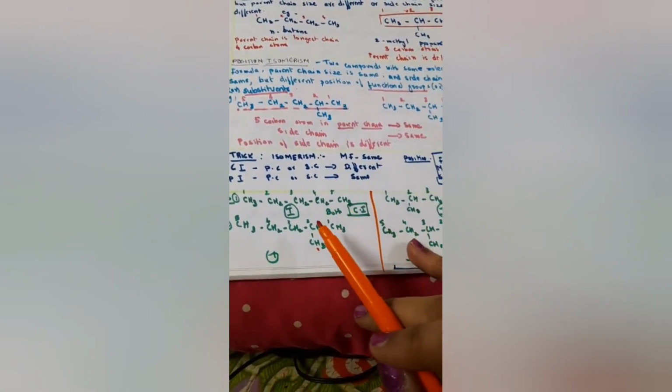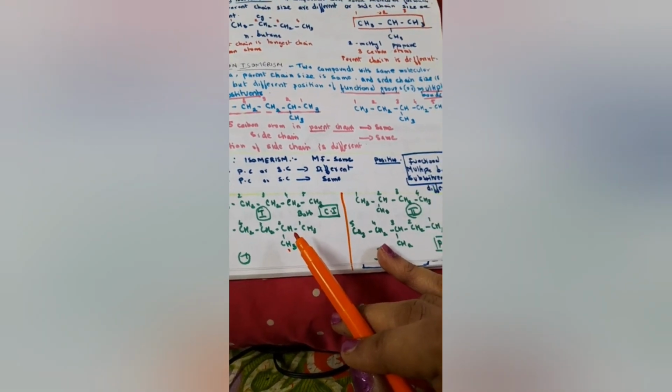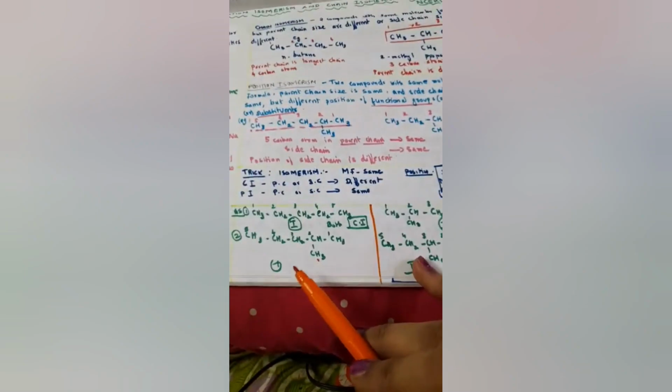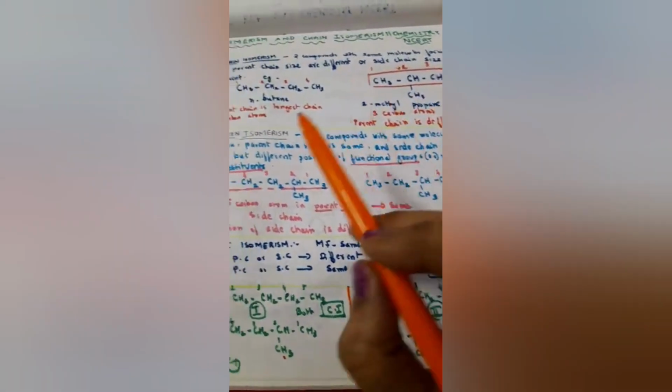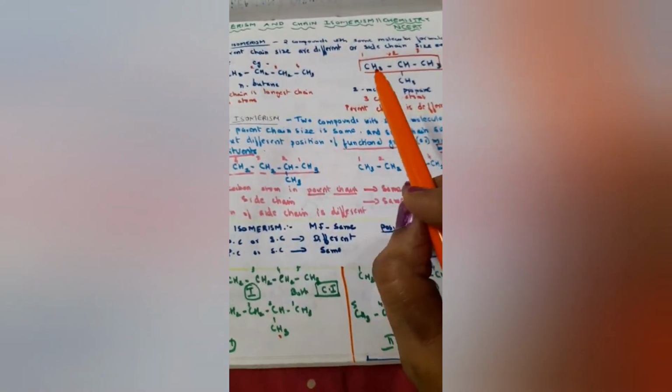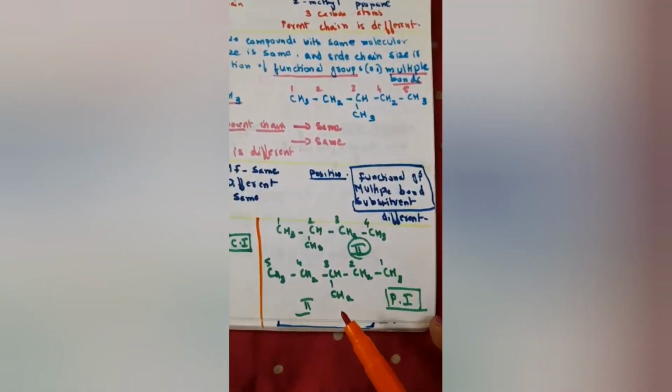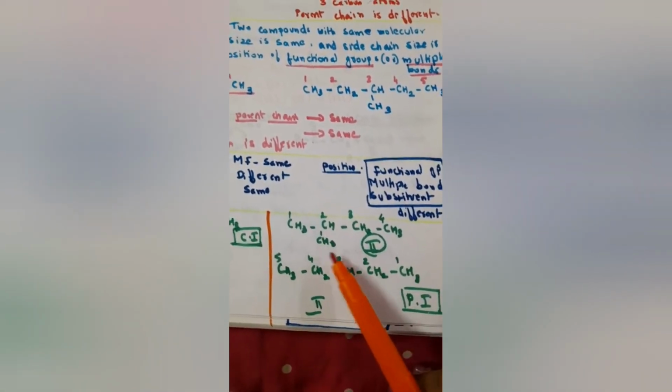The parent carbon atoms and these are chain, and just look at this example. See, the functional group is also the same. So what were the conditions for chain isomerism? The same molecular formula, but parent chain size or side chains are different. Here the side chain is different. But for this case, see: CH3, CH2, CH3, the side chain is CH3, and CH3, CH2, CH, CH2, CH3.